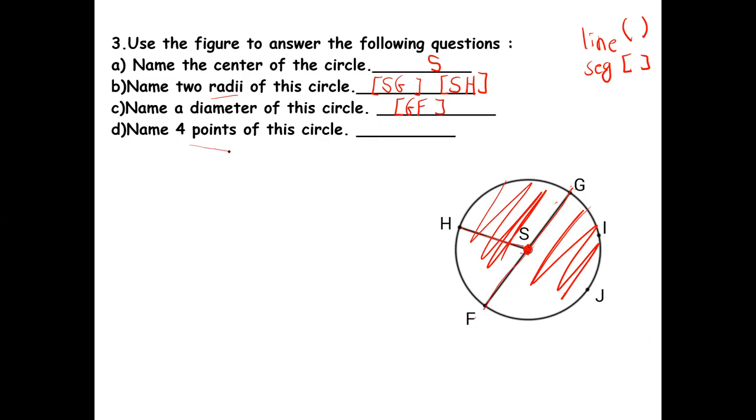Name 4 points of the circle. Any 4 points on the edge of the circle. We can say G, we can say I, we can say J, F, H. Okay, all of them are points of this circle. The points without the brackets. So I will choose 4 points: G, I, J, F. We are not allowed to place brackets because I'm asking you about points. We just name it by a capital letter.